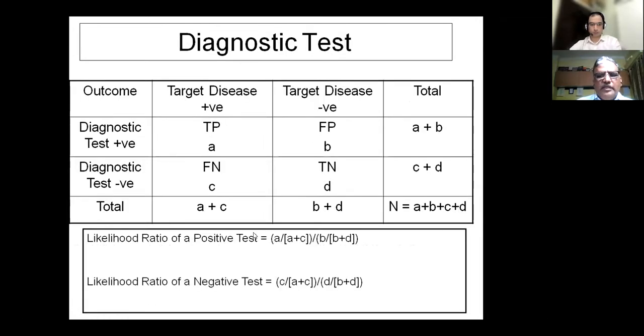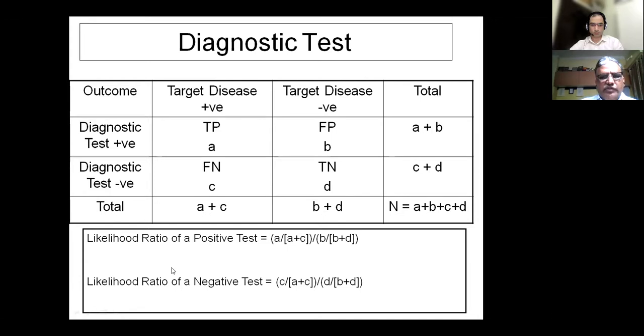And then comes the likelihood ratio of a positive test and likelihood ratio of a negative test. They work something like odds. So the likelihood ratio of a positive test is, in simple English, how often the test is coming positive among those with disease, so A divided by A plus C, as compared to those without the disease, so B divided by B plus D. How often the test is coming positive in those with disease as compared to those without disease.